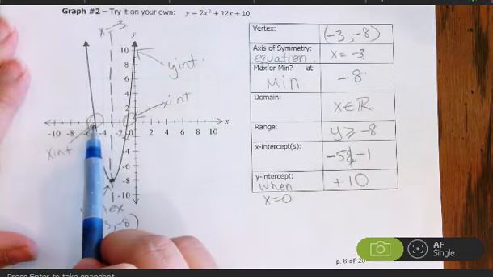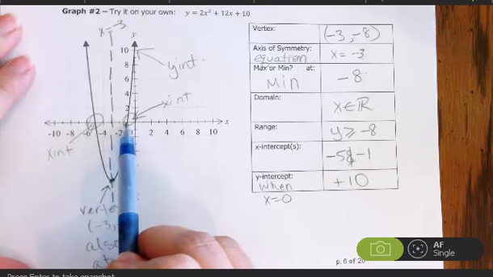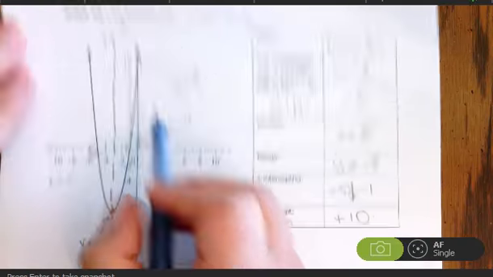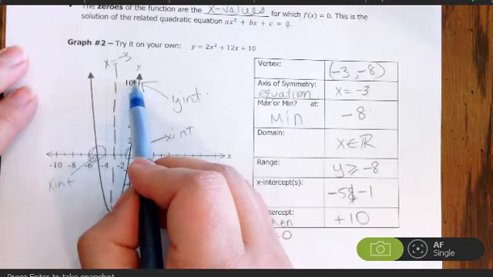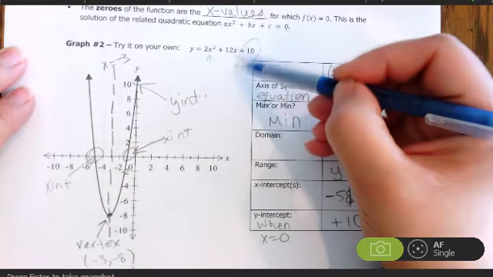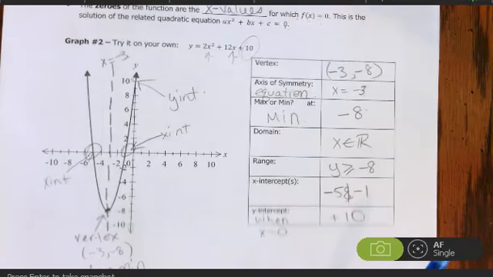I can see that my x-intercepts here are -5 and -1. And my y-intercept, when my x is equal to 0, so that's right over here, is 10. And if you notice here, it's real simple. You could just see it if you plug in a 0 here and a 0 there. Well, there you have it, folks.